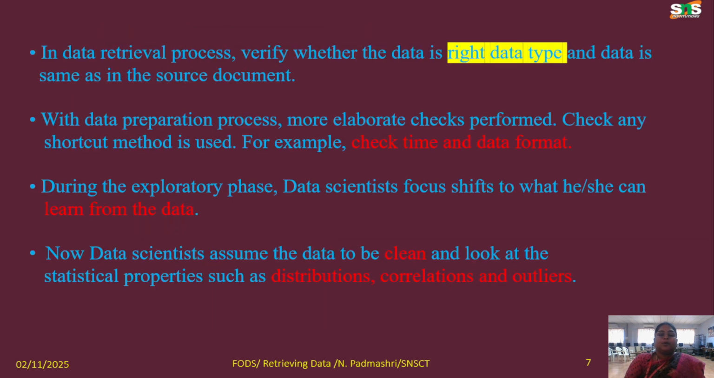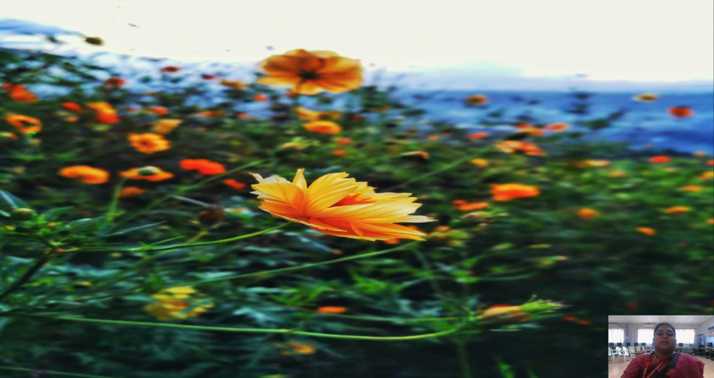This is very important. In the data retrieval process, we have to check whether the data has the right data type or not. Check the time, check the date, check the format, etc. Data scientists should focus on how to learn from the data. Data scientists can assume that the data has been cleaned and look at the statistical properties like distributions, correlations, and outliers. So these are the various steps involved in retrieving the data.